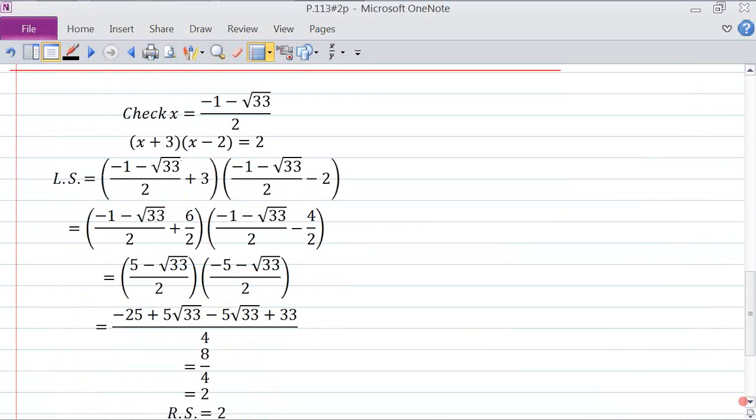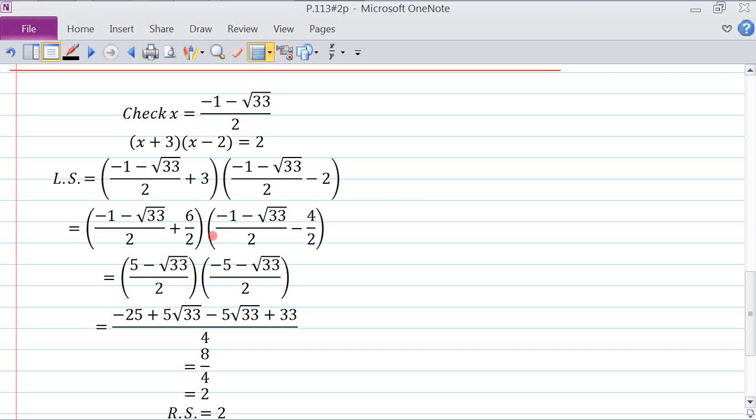Same kind of thing when we choose the other solution, x equals minus 1 minus root 33 over 2. Here's the equation. I take the left side and substitute this value for x. So instead of this x, I'm going to write minus 1 minus root 33 over 2. Plus 3 is this plus 3. Instead of this x, I write this, which is this term here. And this minus 2 is that.